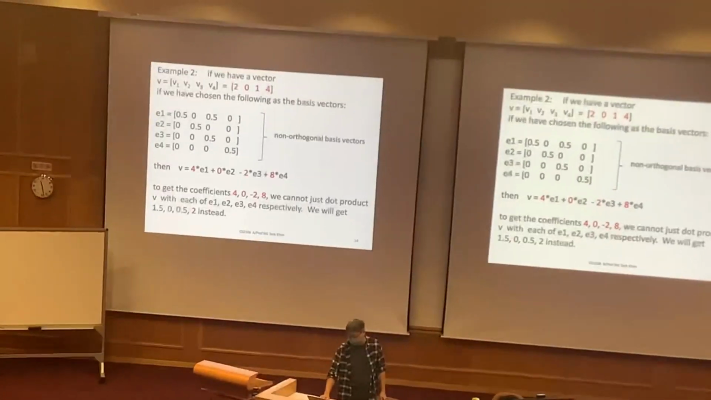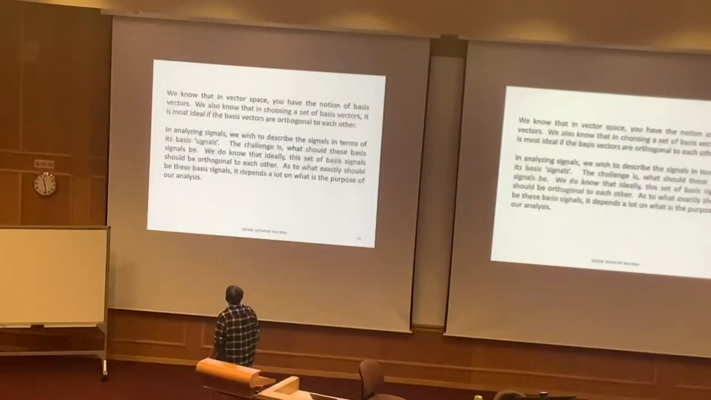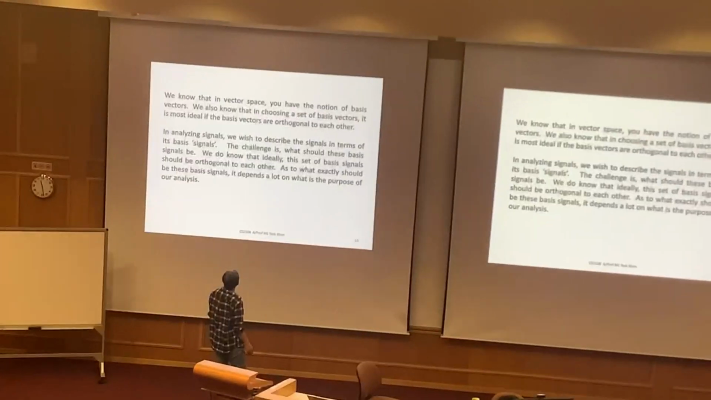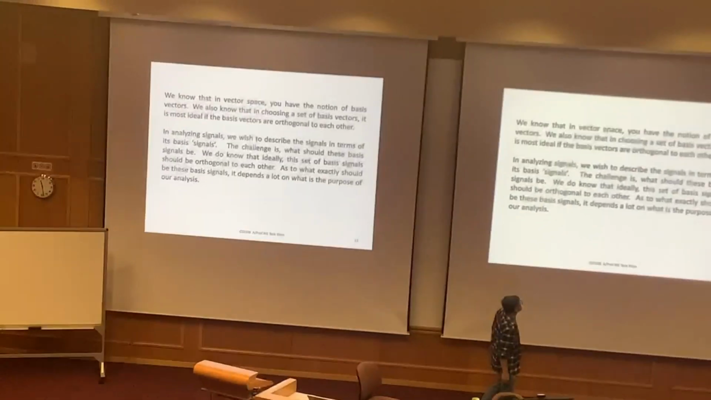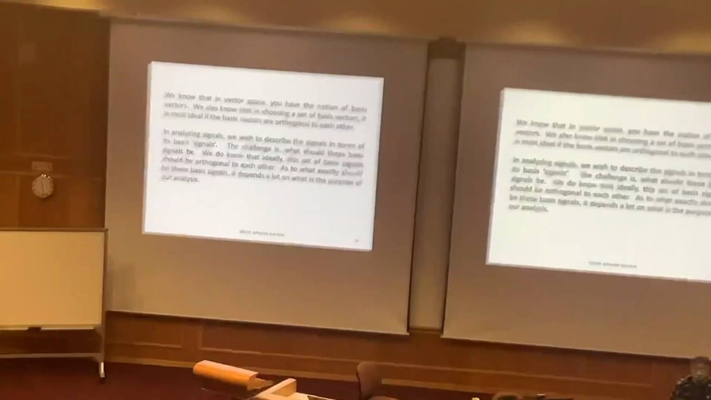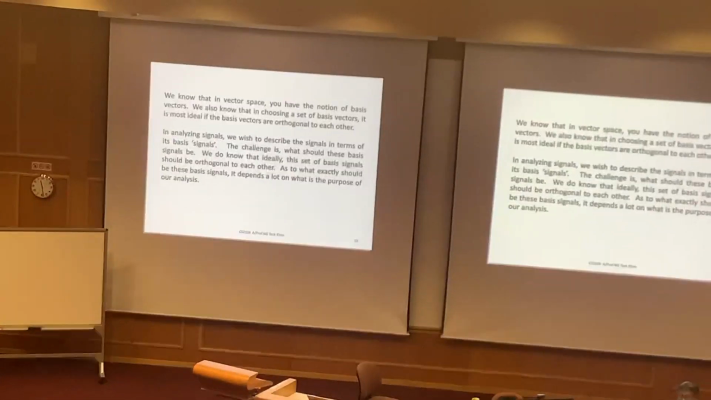We'll see later that you really need this type of orthogonality to do the analysis. So we know that in vector space you have the notion of basis vectors. We also know that in choosing a set of basis vectors, it is most ideal if the basis vectors are orthogonal to each other. In analyzing signals, we wish to describe the signals in terms of its basis signals. Now, the challenge is, what should these basis signals be?